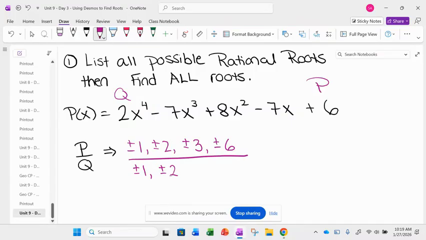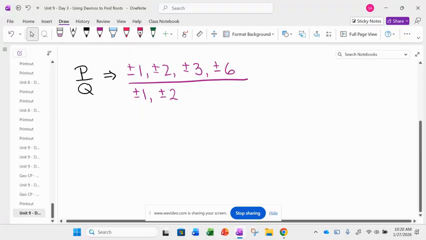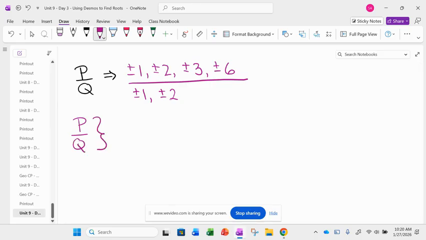Now that I've listed out all the factors of the constant and all the factors of the leading coefficient, what do I have to do now to get my list? Ariana. Good, you got it. Pair every numerator with every denominator. So when we have our P over Q, our possible rational roots would be plus minus 1 over 1, plus minus 1 over 2, plus minus 2 over 1, which is just 2.